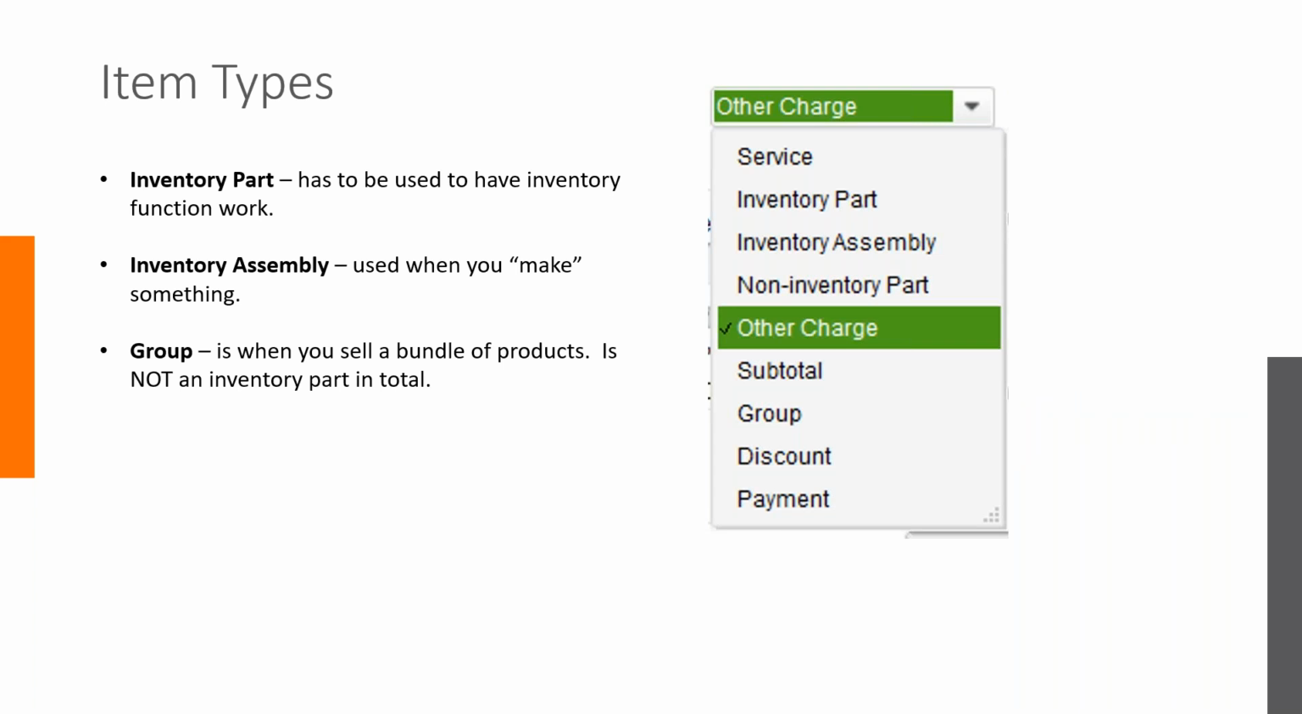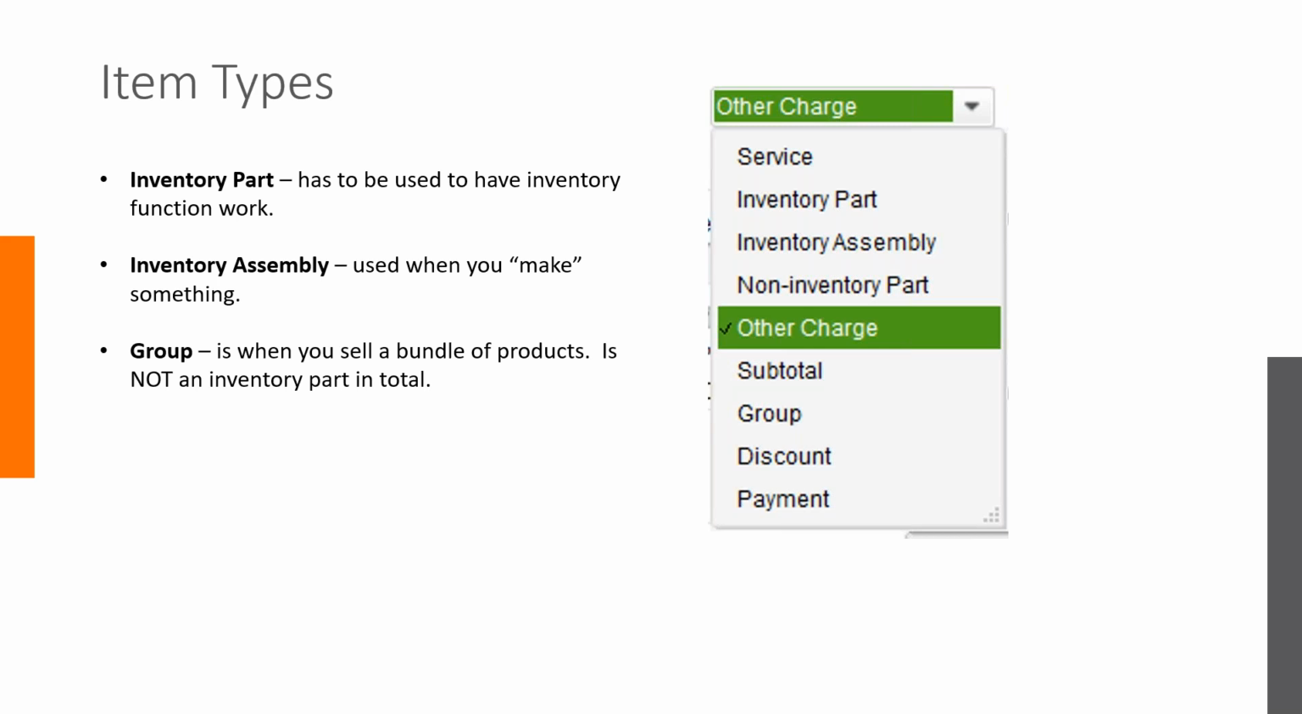So the three big pieces, well, actually two, one gets confused as inventory, and that's why I want to bring it up. First and foremost, if your inventory is not turned on, you will not see inventory part or inventory assembly in your list. So if you don't see that for whatever reason, go into your preferences where I just was and make sure you turn that inventory on.